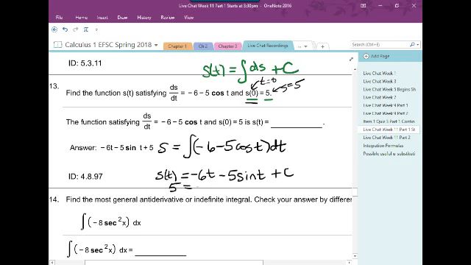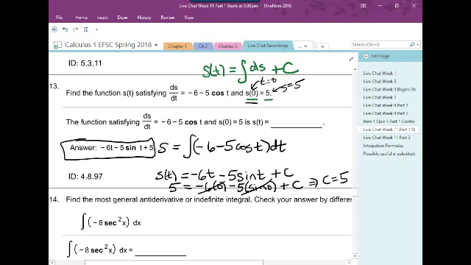So that's going to be 5 equals negative 6 times 0 minus 5 times the sine of 0 plus c. Well, negative 6 times 0 is 0. The sine of 0 is 0, so that's going to turn out to be 0. So that means that c is equal to 5. And that's why the answer that we're given is negative 6t minus 5 sine t plus 5.